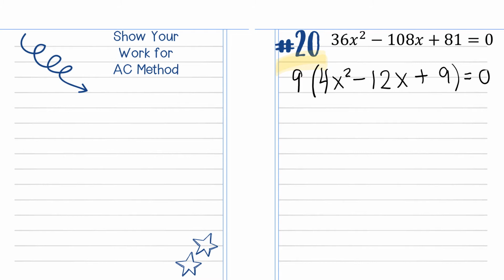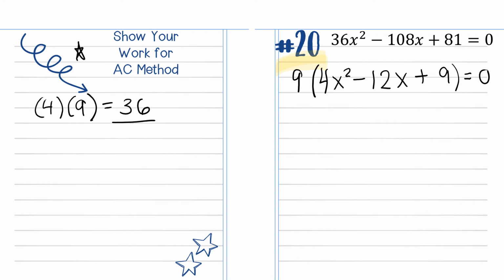Remember, for the AC method, you want to start by multiplying a times c. I'm going to do my work over here. So a times c means I'm going to multiply 4 times 9, which gives me 36. Notice 4 and 9 are both positive. That makes it a little bit easier.